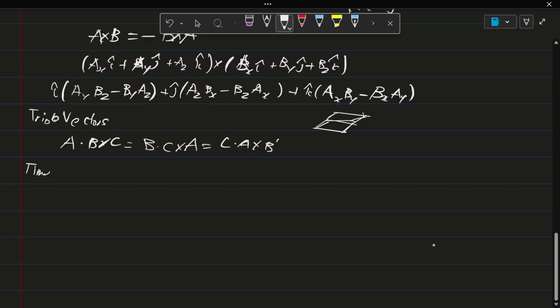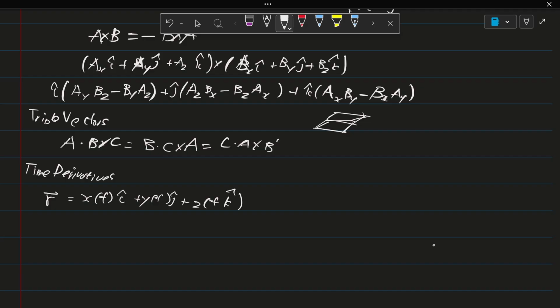the time derivatives. So time derivatives is pretty simple. If you have a vector, let's just use the r vector, which has x of t in the i hat direction, plus y of t in the j hat direction, and z of t in the k direction. If you take the derivative with respect to time, what you would get is just dx over dt of i hat plus dy over dt of j hat plus dz over dt of k hat. It's just that simple.